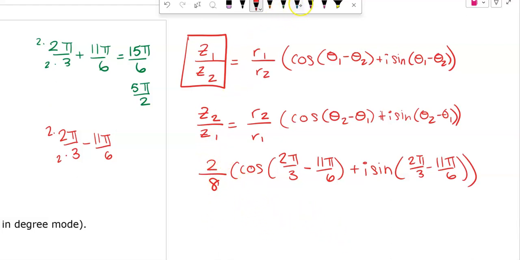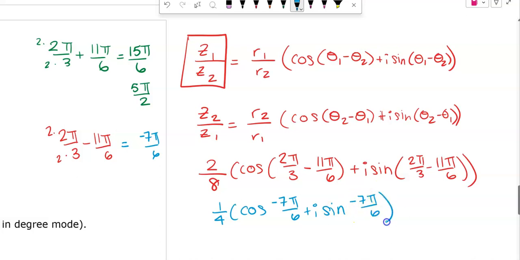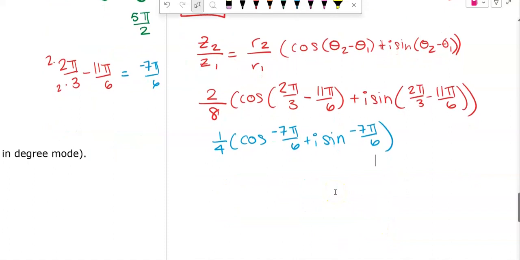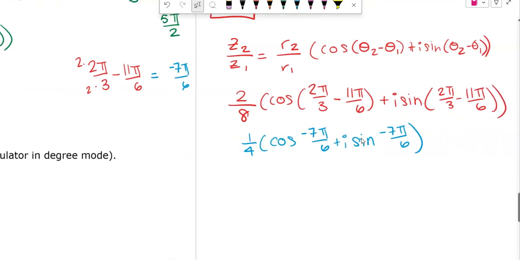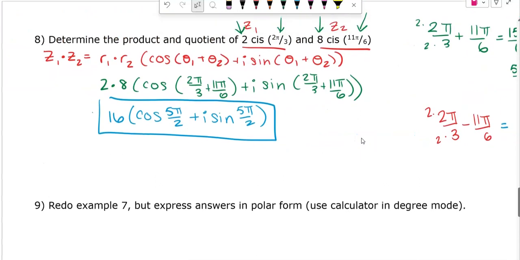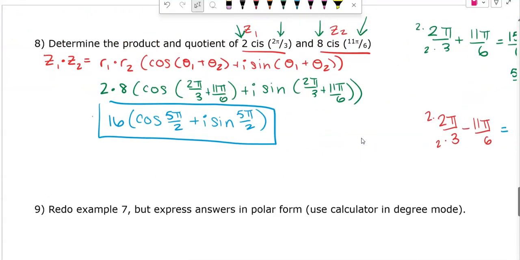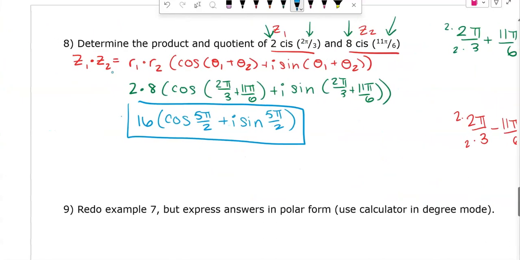So I'm going to go ahead and reduce right here. 2 over 8 is 1/4. And that's going to get me cosine negative 7 pi over 6 plus i sine negative 7 pi over 6. Okay? And that way, if I wanted to, because this angle measure is on my unit circle, I could actually double check and make sure that I did everything correctly. It's just honestly kind of ugly to do that. Don't recommend it, unless you have enough extra time because you've already finished your test and you're just checking your answers. But yeah. So what I've got here is the process that I'm going to want to do.